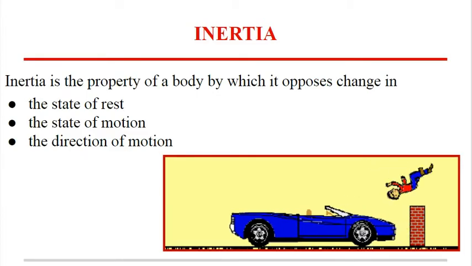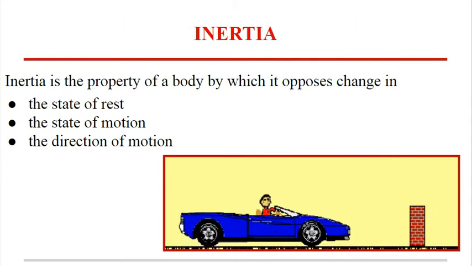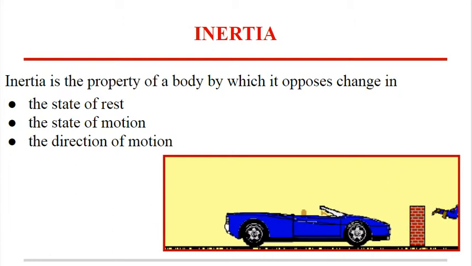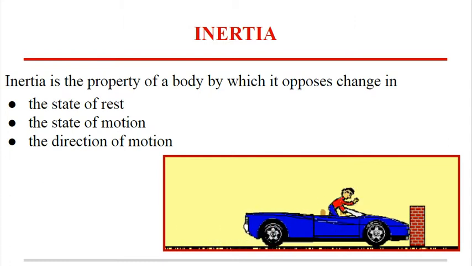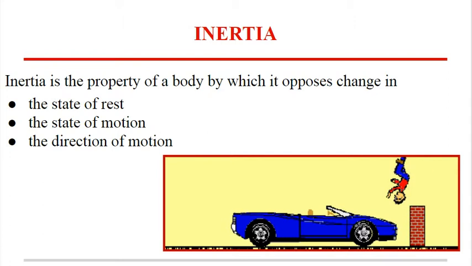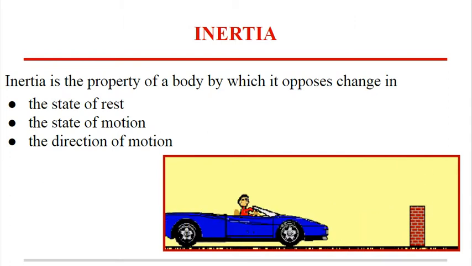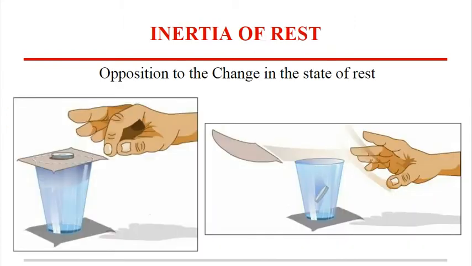Basically, inertia is a tendency of a body by which it opposes the change in three different quantities, and they are change in the state of rest, change in the state of motion, and change in the direction of motion of a body. So there are three types of inertia. First of all is inertia of rest, which is the opposition to the change in the state of rest.